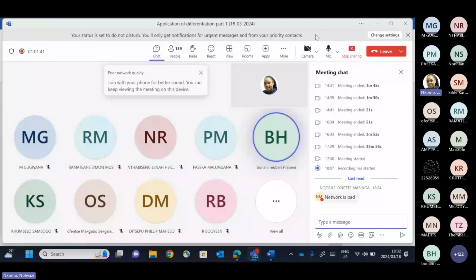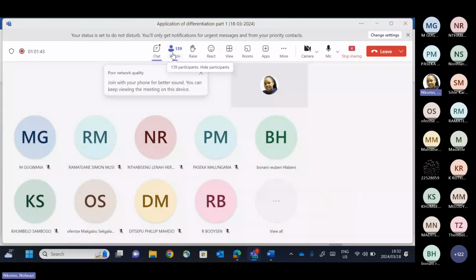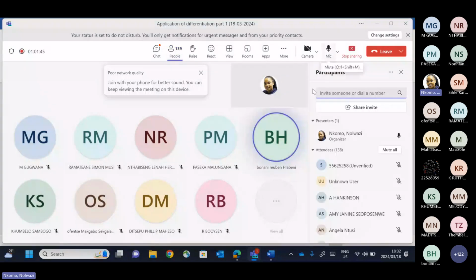Okay, let's move on. That was the marginal revenue. Let's move on to the marginal cost.